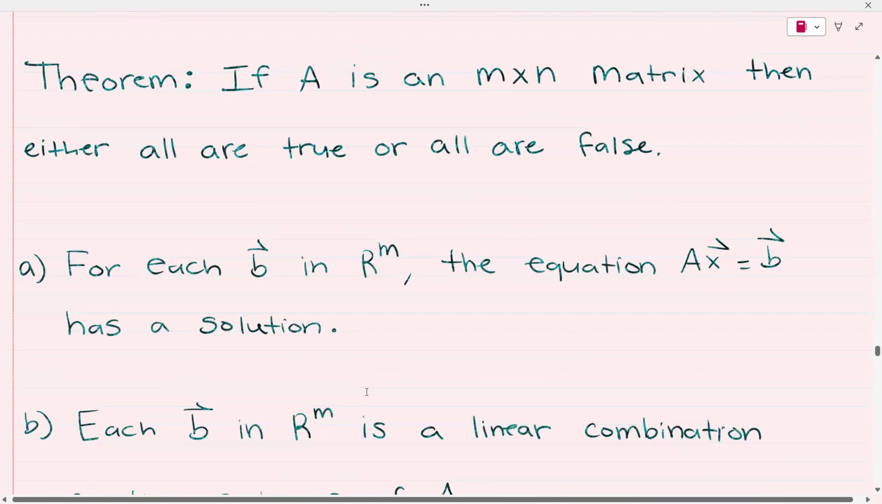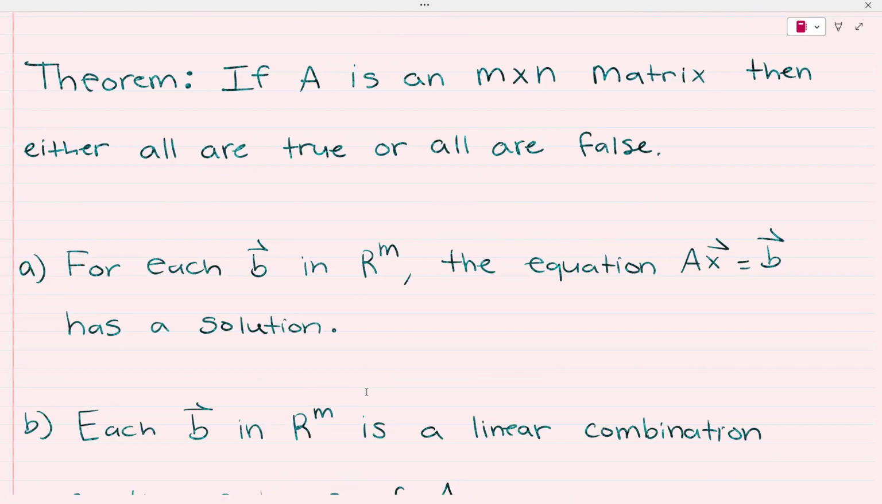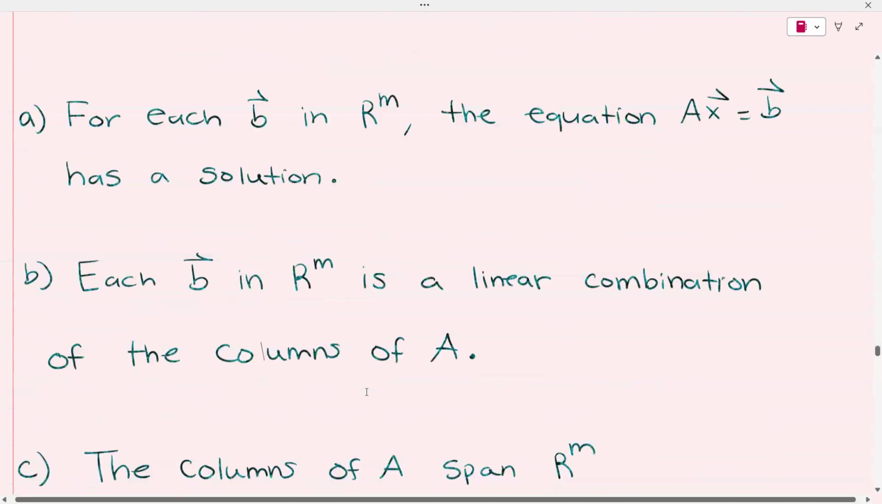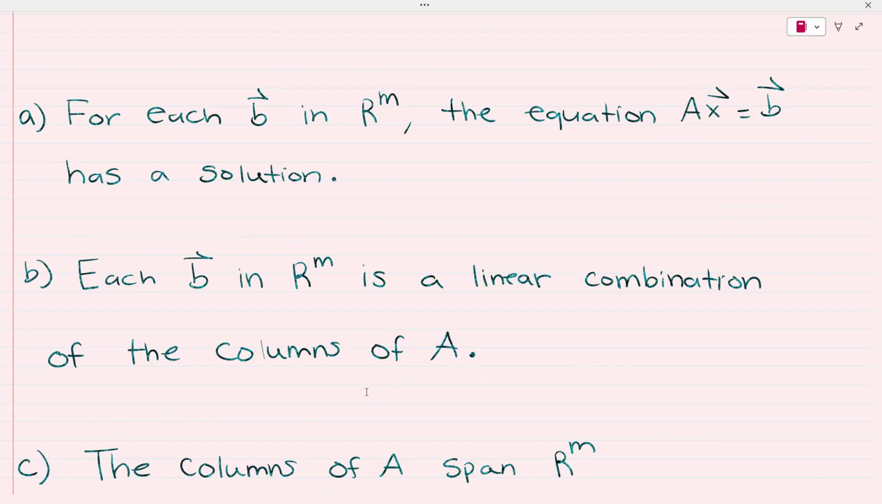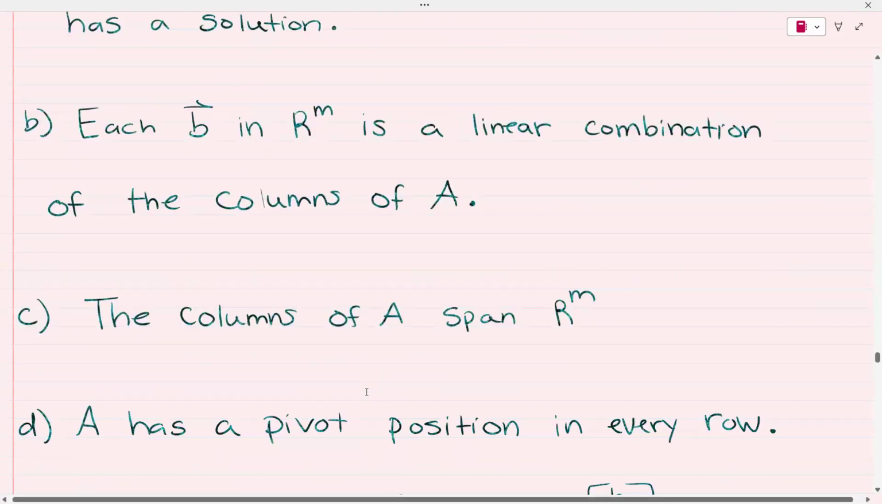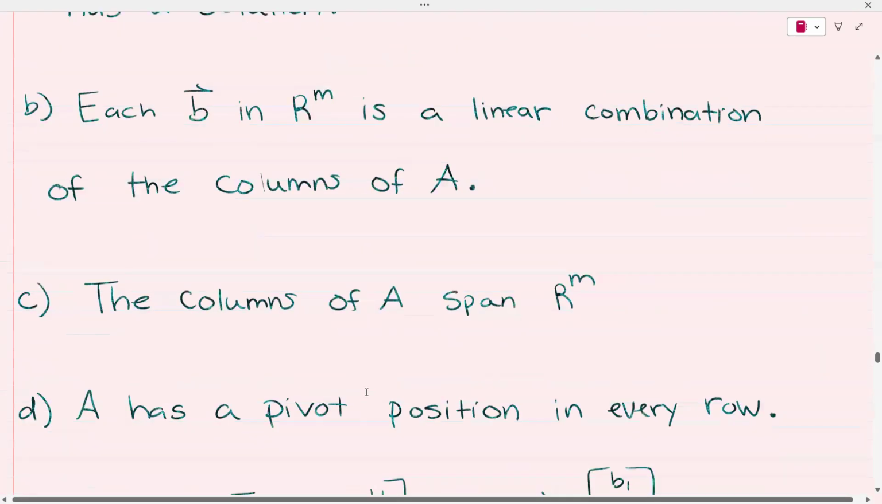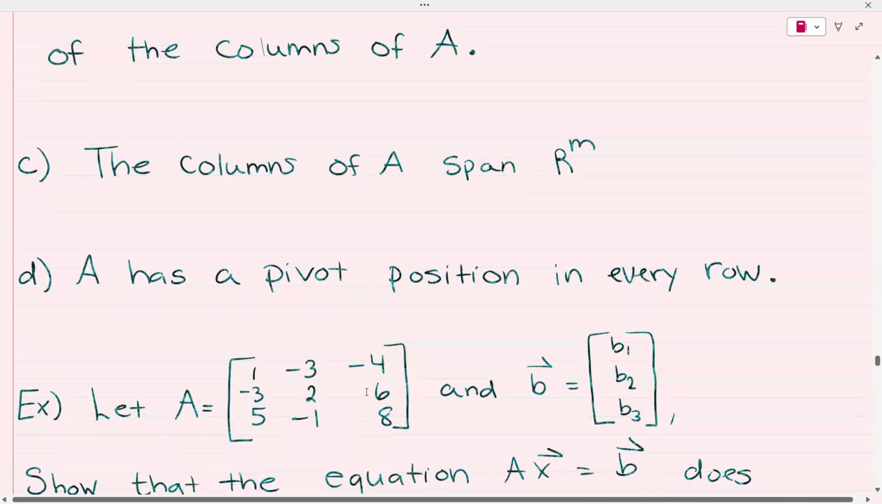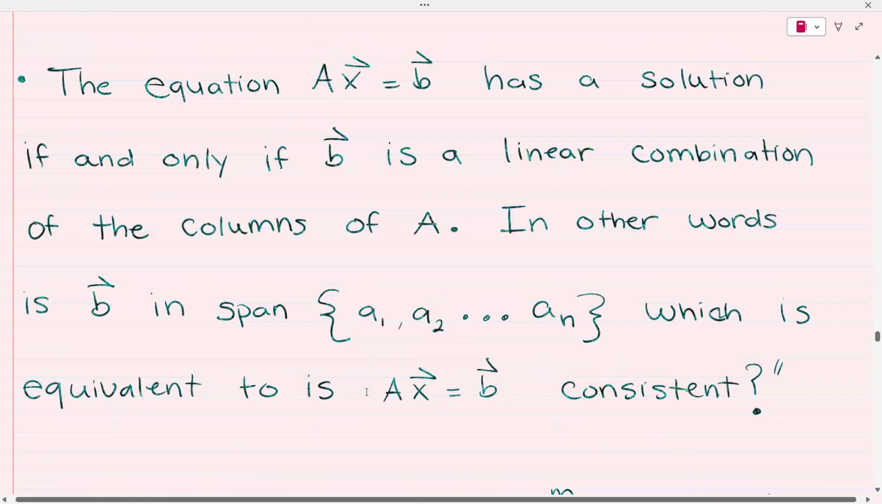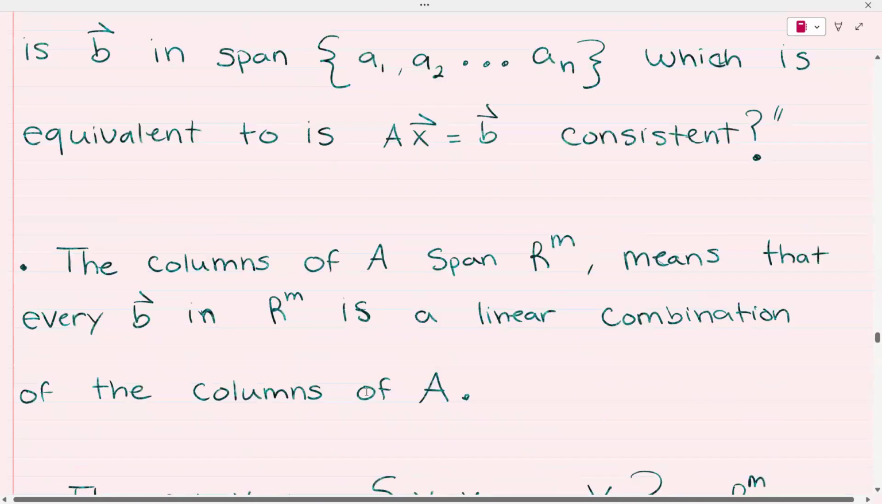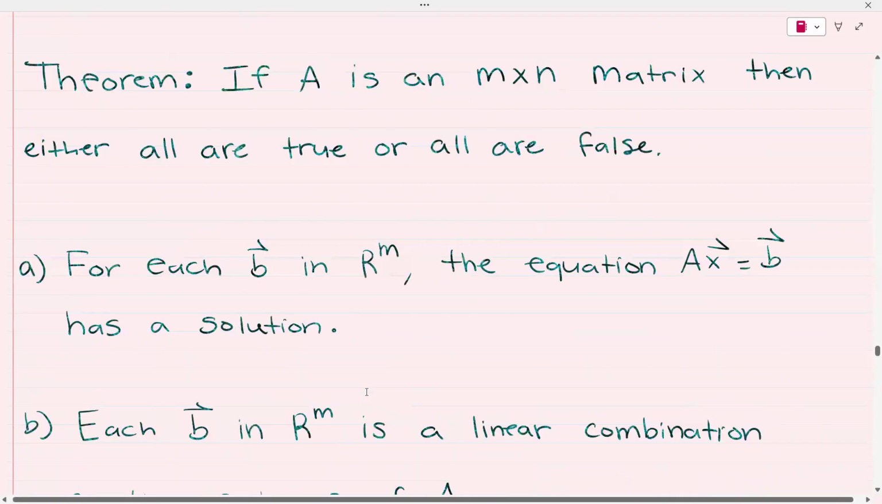So for each vector b in Rm, the equation A times vector x equals vector b has a solution. Each vector b in R to the m is a linear combination of columns of A. The columns of A span R raised to the m. A has a pivot position in every row. So it's basically like the last example. If it's consistent, then it has a solution.